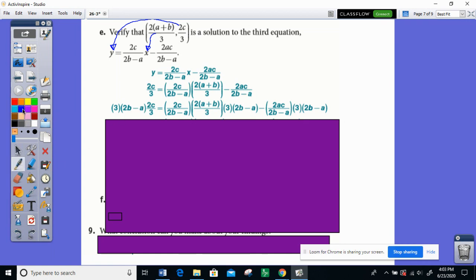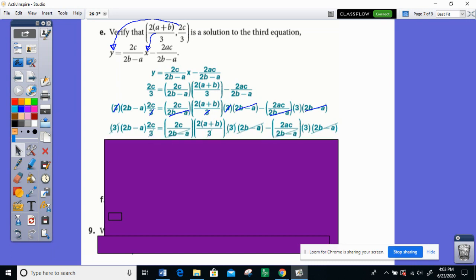So we're going to end up with some values that cross out. Those 3's can cancel. Those 2b minus a's can cancel. And over on the very right, we have some 2b minus a's that can cancel. So that's everything canceling out.